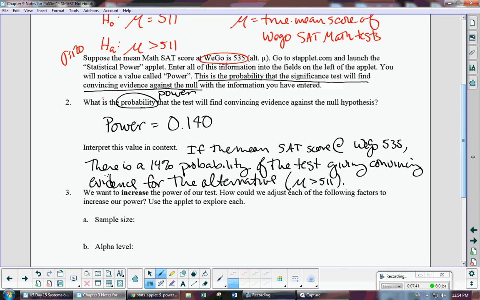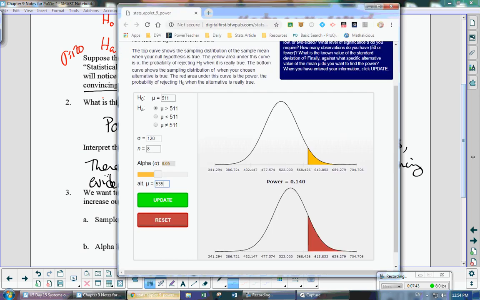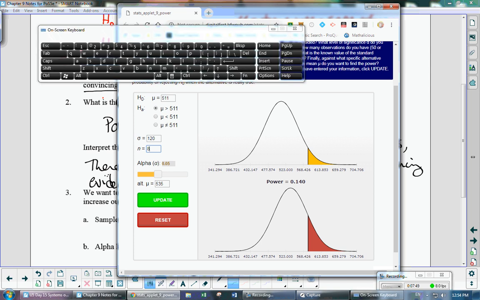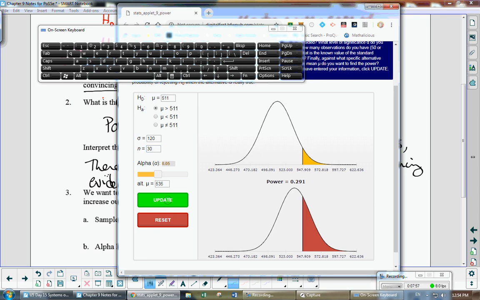One of them, notice, is sample size, as you look on your notes. So if you go over here to sample size, watch what happens if I increase the sample size from 8 to, let's just say, 30, which is a good sample size. If we do that and hit update, our power has now gone from 14% to 29%.